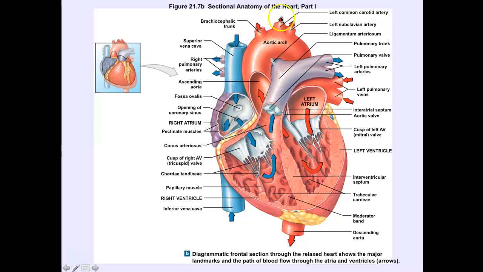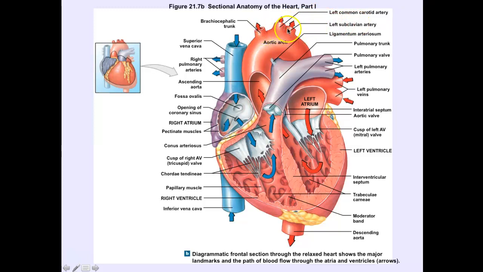The next one is called the left common carotid. If you remember the carotid canal from the skull, the carotid artery is what goes through that carotid canal, and this is a blood vessel that feeds the brain. So this is eventually going to go into our head and our brain. And then left subclavian. The subclavian artery means under the clavicle. So this will go initially under the clavicle and then down the arm. So the left subclavian artery is going to bring blood eventually to our left arm.